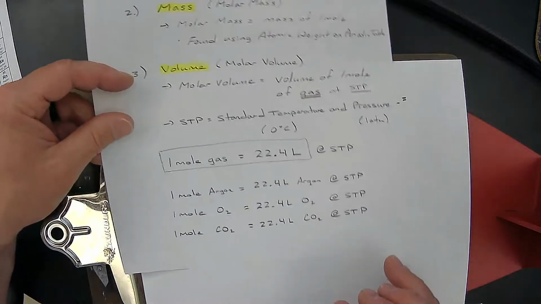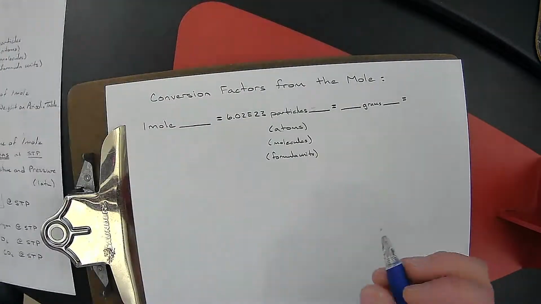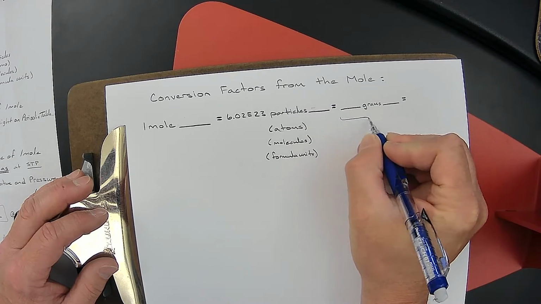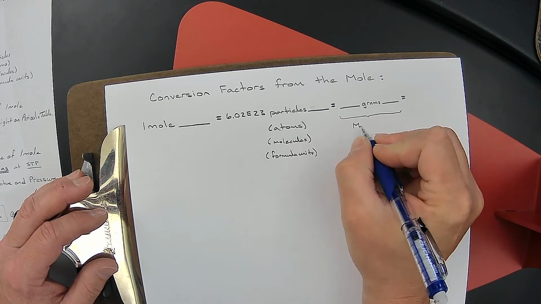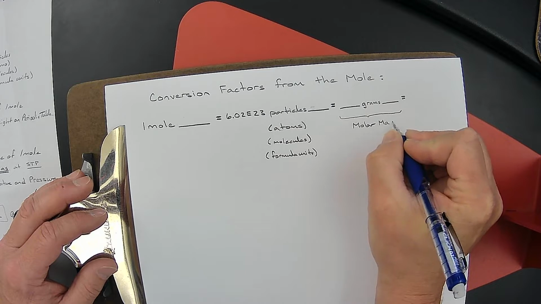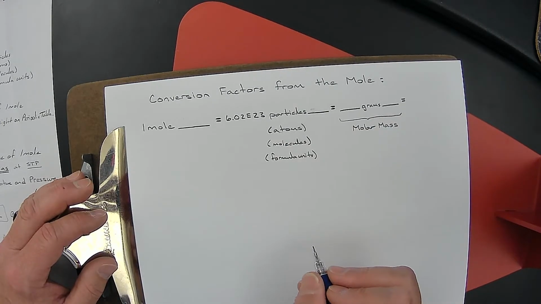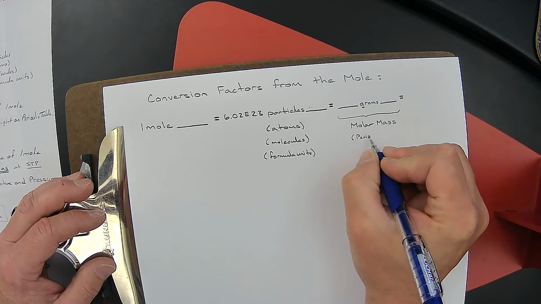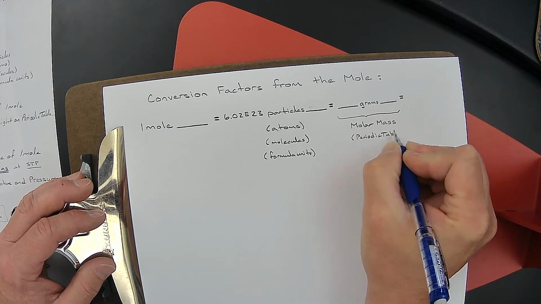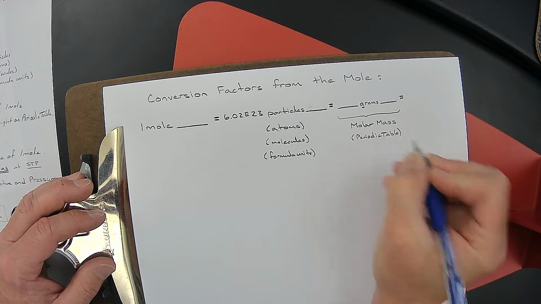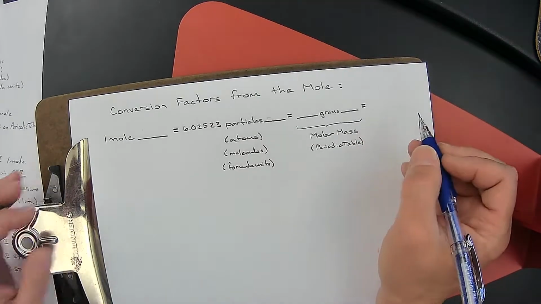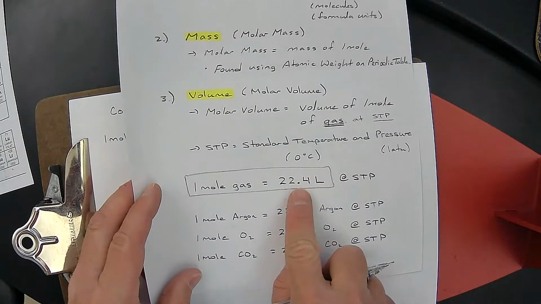Then the final thing, and maybe underneath what I'll put on this one, this will be called the molar mass. It's the molar mass, and you get the values from the periodic table. So I'm just putting some notes underneath this on what it's called and where you get it.